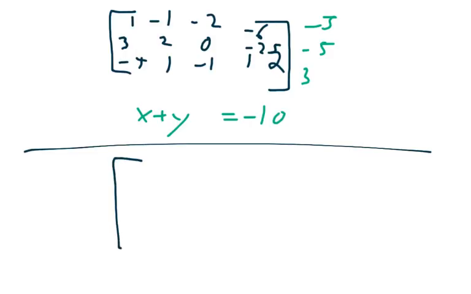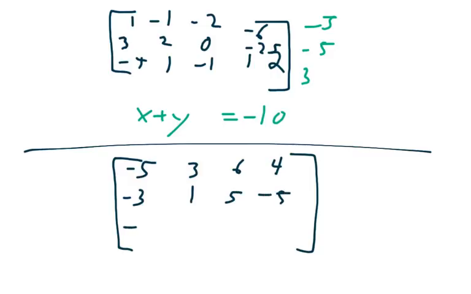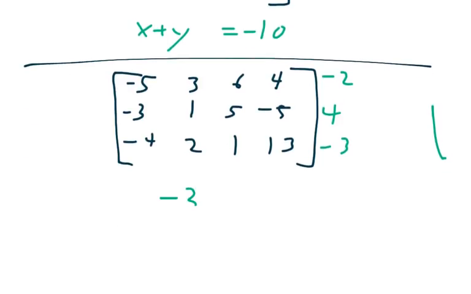The top row is the same type of thing. Negative 5, 3, 6, 4. Negative 3, 1, 5, negative 5. And negative 4, 2, 1, 13. This time when I put in the matrix and do the RREF, I get negative 2, 4, and negative 3. And we need z plus x, so negative 3 plus negative 2 is negative 5.